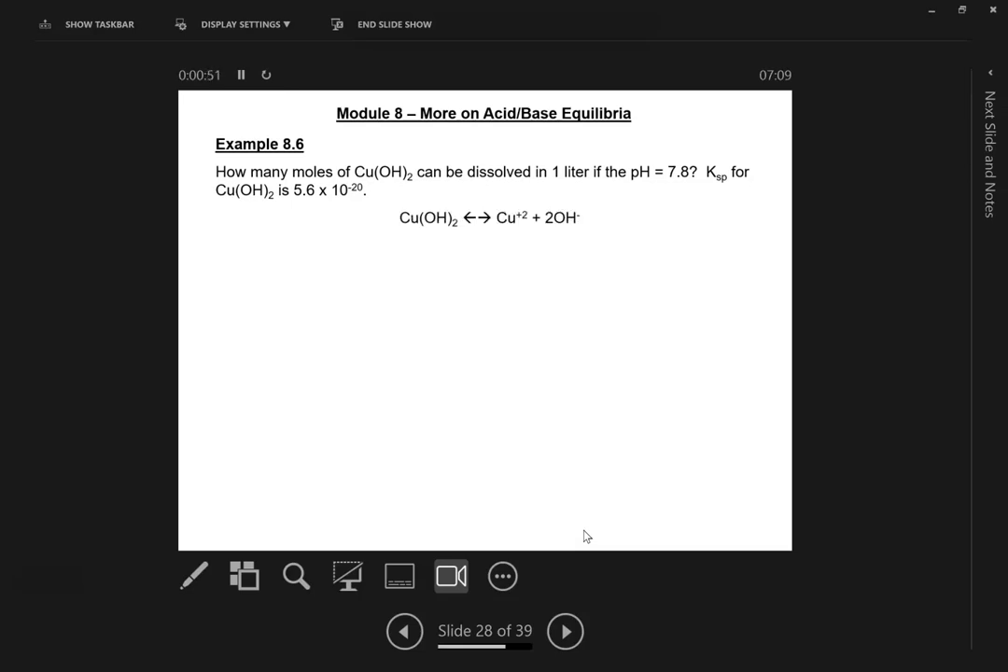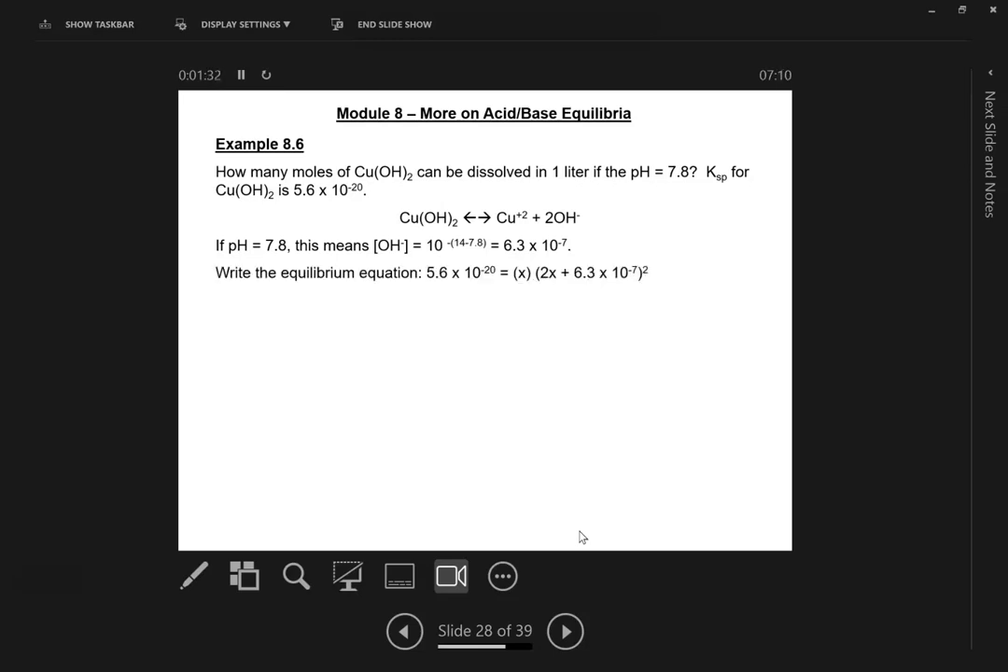All right, so obviously the first thing we do is we write our equilibrium expression. We also recognize that if the pH is 7.8, we're going to have to take into account the hydroxide concentration that is already there in the solution. We know that OH minus is just going to be 10 raised to the negative of 14 minus 7.8, and we get 6.3 times 10 to the minus 7. So that's already in the solution, the 1 liter, before we even add copper hydroxide.